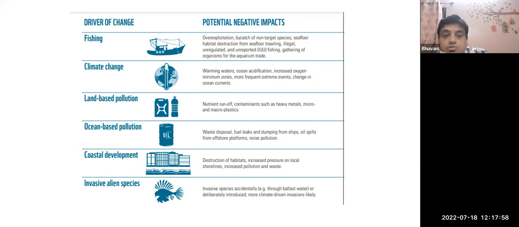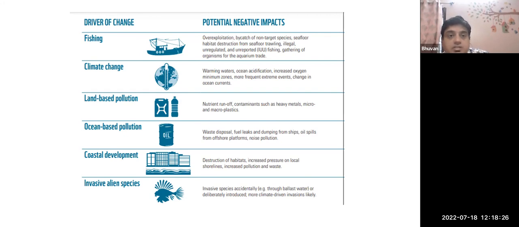If we talk about coastal development, the building of ports, along with the major infrastructure built along the shorelines, causes increased pollution and waste disposal in the seas. Along with that, the invasive alien species are also causing the major extinction of the marine fauna.